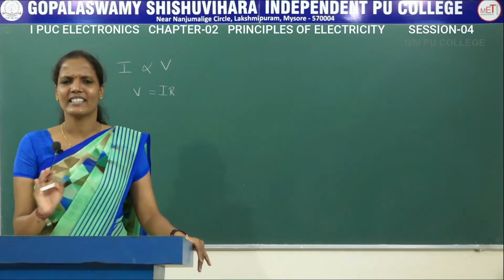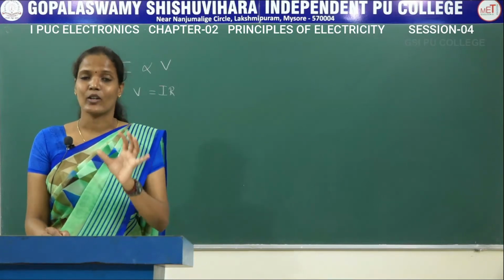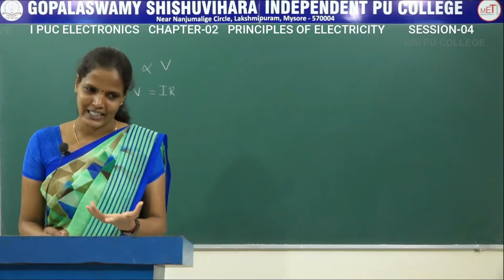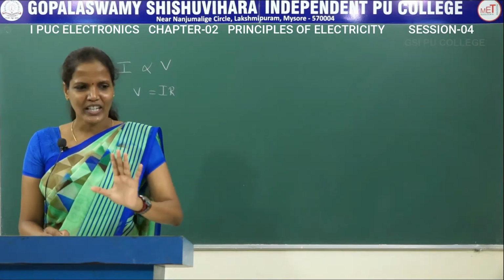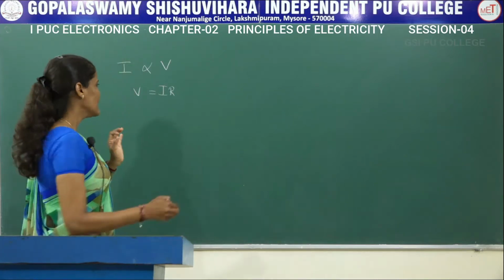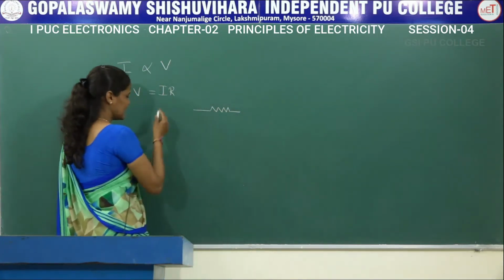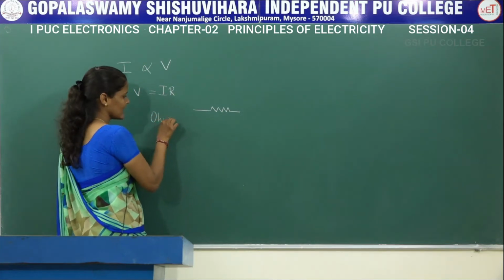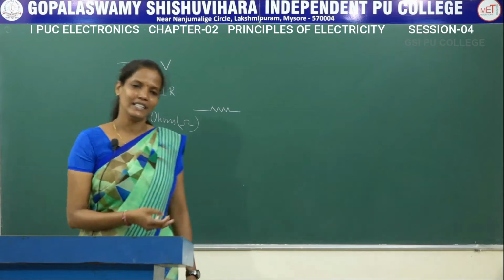Resistance, it is nothing but the property in which the resistor opposes the flow of current. So, it is the behavior of that particular resistor which tries to oppose the flow of current. That resistor will be denoted by this symbol and the unit for that resistance is ohms. So, we discussed all these things in the last two sessions.